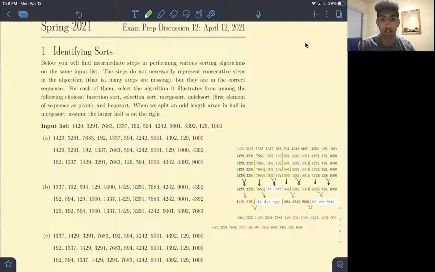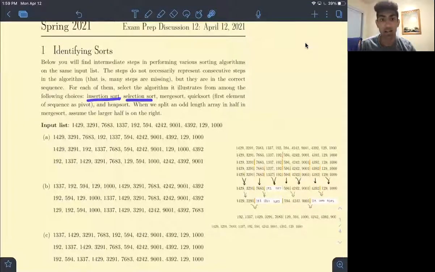the same input list. These steps do not necessarily represent consecutive steps in the algorithm. That is, many steps are missing, but they are in the correct sequence. For each of them, select the algorithm it illustrates from among the following choices. So we have insertion sort, selection sort, merge sort, quicksort, and heap sort.